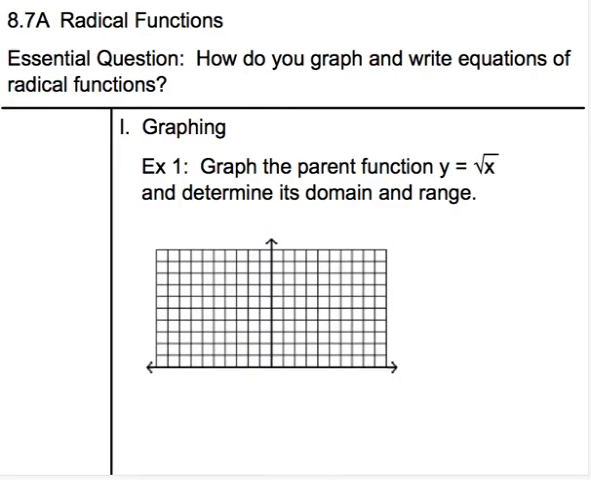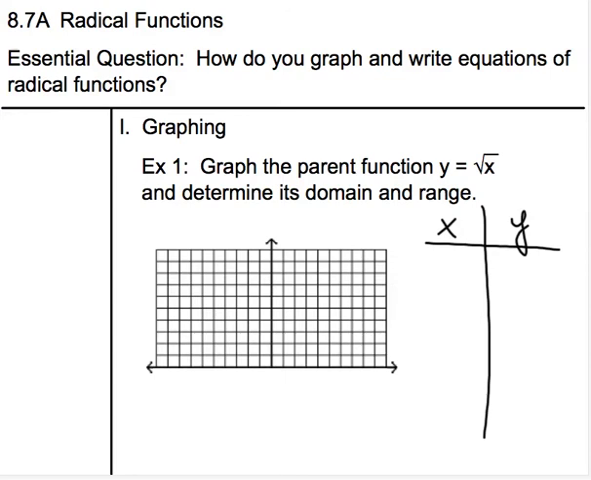Alright, so the first thing that we need to do, of course, is learn how to graph the parent function. So we have y equals the square root of x, and we're going to figure out its domain and range as well. So for graphing, you can start with a t-table, since we're not really sure what this might look like. Now, knowing that I'm going to be taking the square root of x, I'm not just going to pick any numbers. I'm going to pick nice, perfect squares.